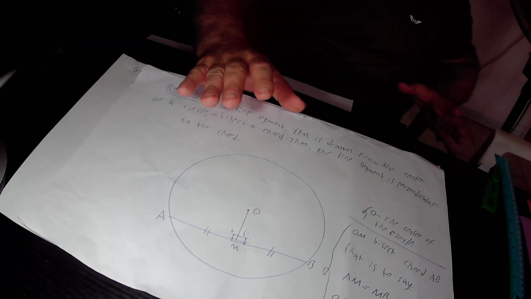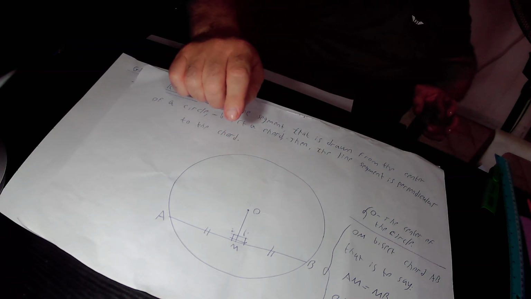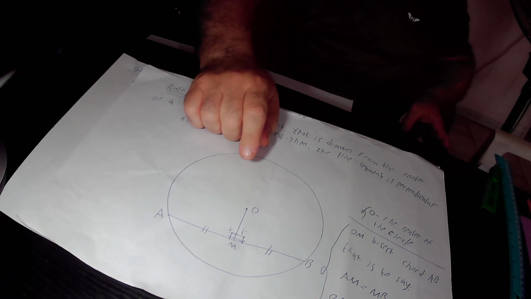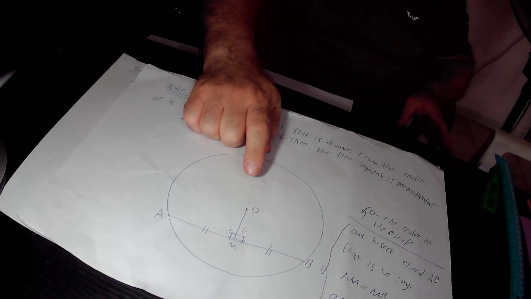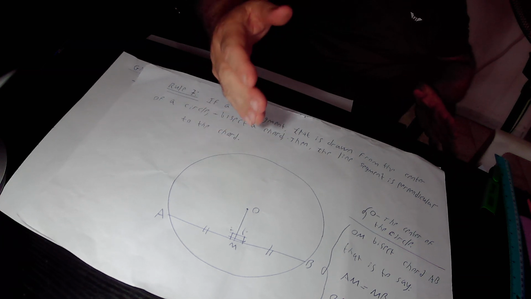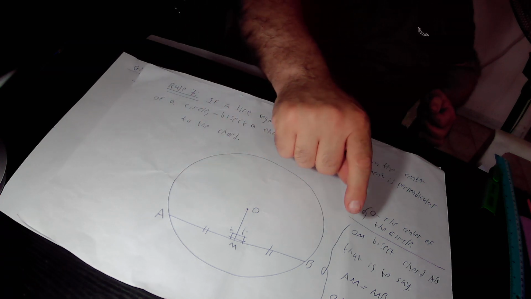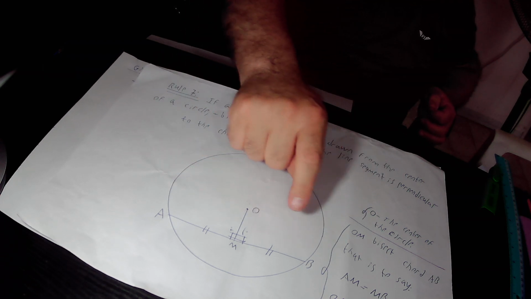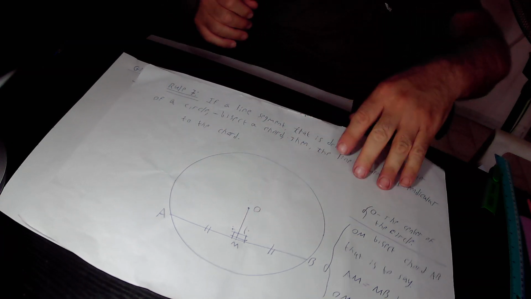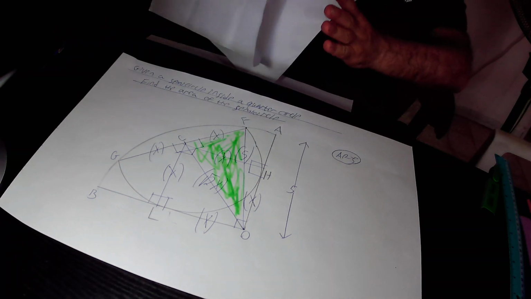So we know that line segment OM bisects chord AB. Whenever you have a question where a line segment drawn from the center of the circle bisects the chord, you can implement rule 7. And according to rule 7, line segment OM will also be perpendicular to chord AB. If OM is perpendicular to AB, it means that this angle equals 90 degrees and this angle also equals 90 degrees according to rule 7. So we can implement rule 7 in our drawing.